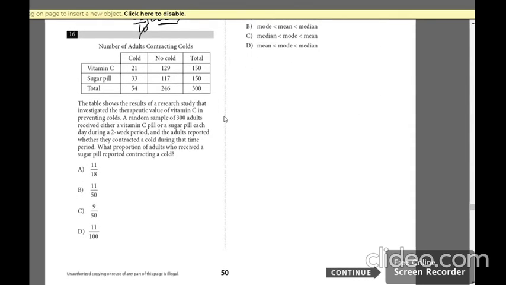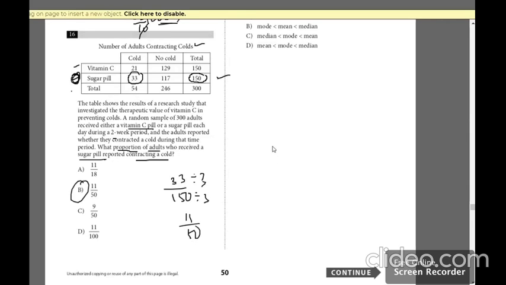We have tabular information: number of adults contracting colds, vitamin C, sugar pill, and the total. What they're asking us is the proportion of adults who received the sugar pill and contracted a cold, so it's a probability question. The total for the sugar pill is 150. And how many contracted a cold? That is 33. Upon dividing by 3 in the simplest form, you are going to get 11 over 50. So that is your solution, B.